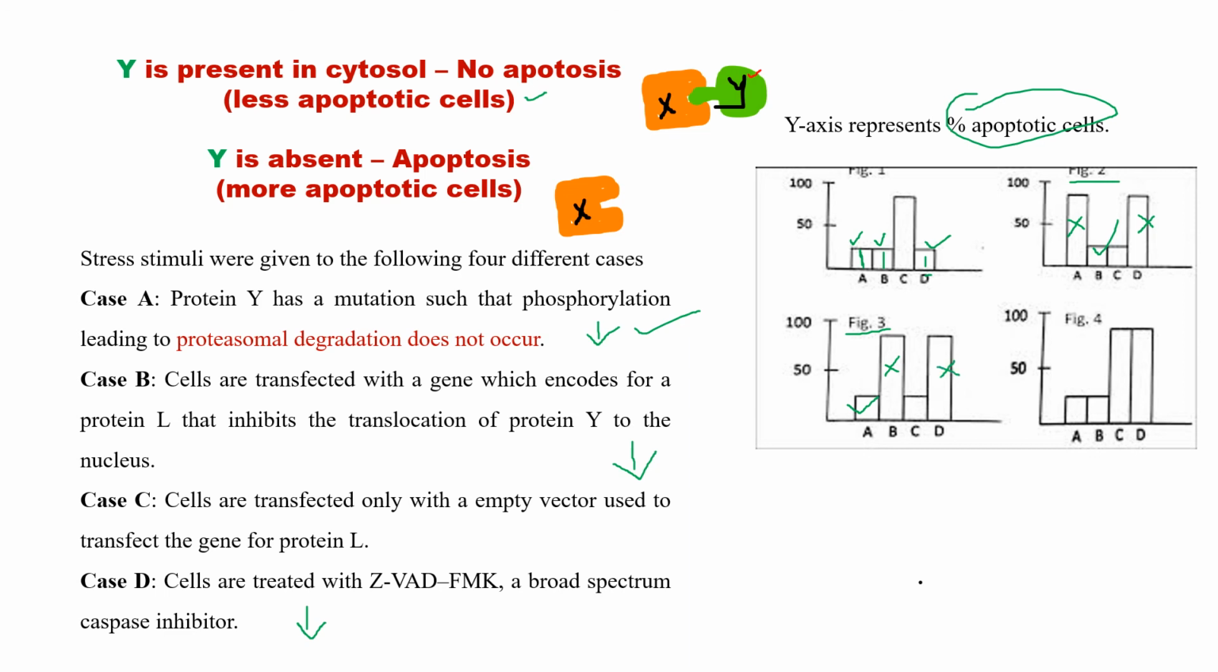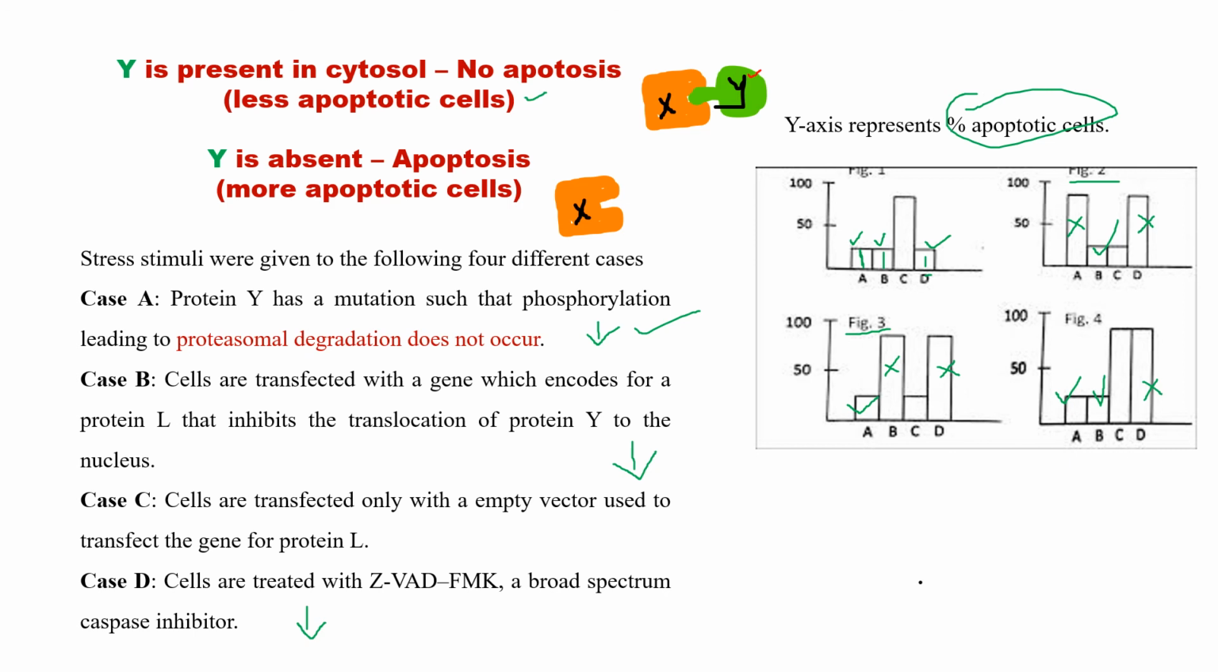So here case A, less apoptotic cells. So this is correct. Case B, less apoptotic cells, that is correct. Case C, just leave that, and case D, here more apoptotic cells are present, but this is not correct. So this is also not correct.